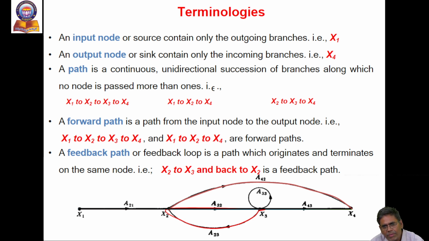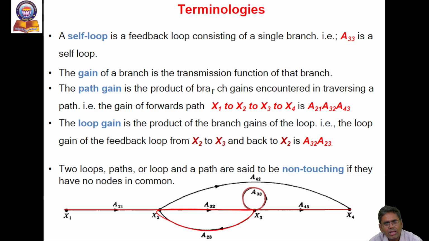Feedback path. A feedback loop is a path which originates and terminates at the same node. That is X1 to X2 to X3 and back to X3, which is a feedback path. The branch starts at the same node and terminates at the same node, with no node encountered twice. Self loop. A feedback path consisting of a single loop is a self loop. A33 is a self loop in this graph.